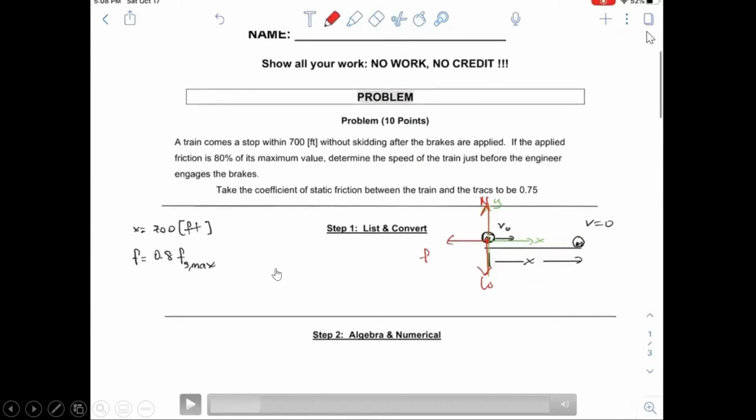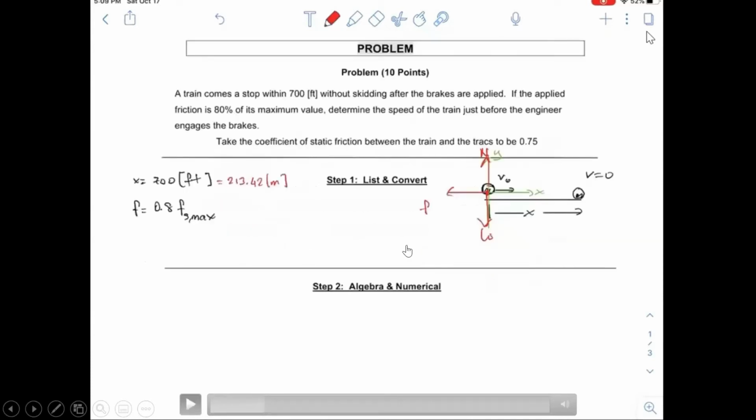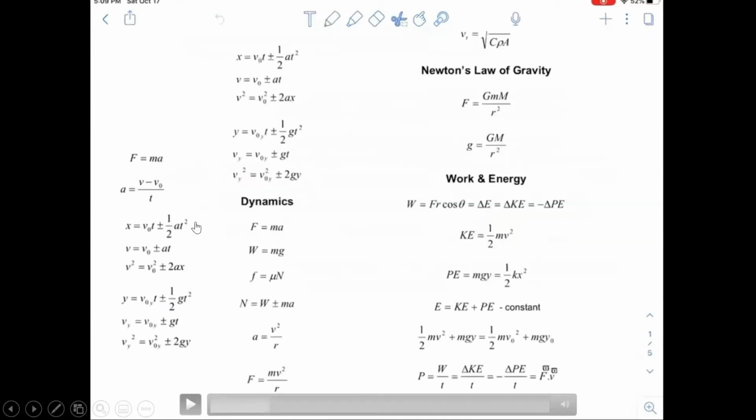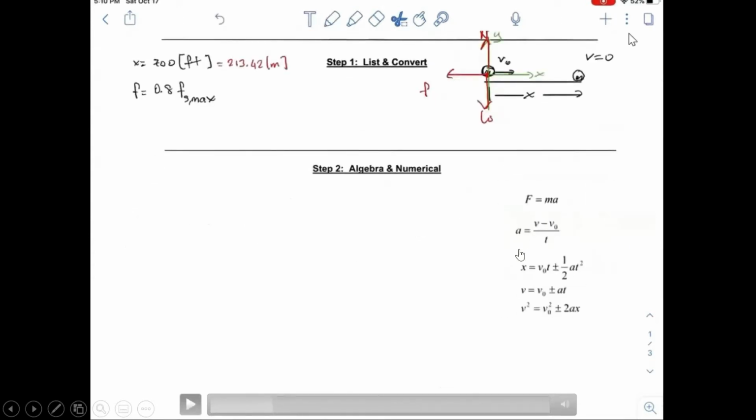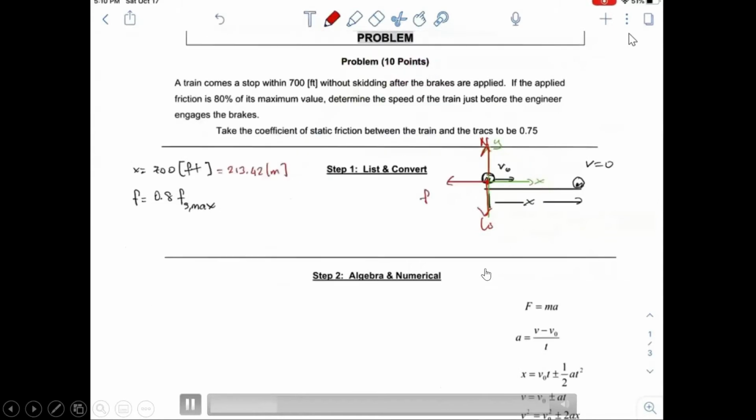All right, so we've got some conversions. Feet needs to be expressed in terms of meters, so we end up getting that number. And then I'm going to go to the formula sheet and just grab the equations which may be related to this problem. You know, there's a force acting on the train, so anything related to acceleration, I will grab. All right, so those are the equations which will be relevant to this solution.